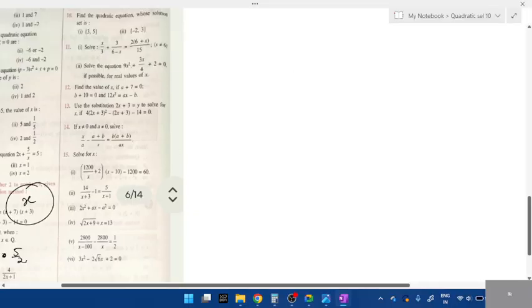Okay, look here. I'll tell you. All these are just the same. Find the value of x if a is equal to 0, b. Substitute. Shall we do the next one? Look at the 12th one. Find the value of x if a plus 7 is equal to 0, b plus 10 is equal to 0.